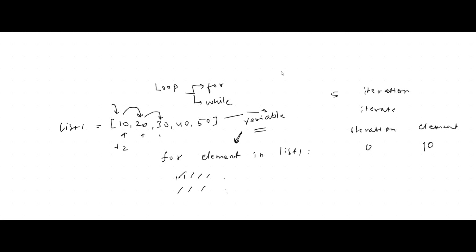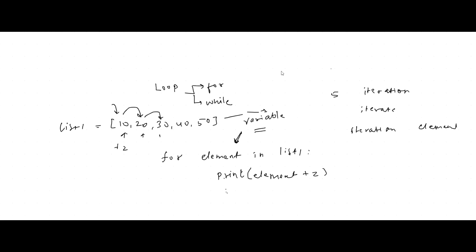What I'm going to do is say print element plus 2, for example. Let me remove these things. I just want to increment each and every element by 2, and I want to print those elements. So I'll say print element plus 2. Now let's see what happens.